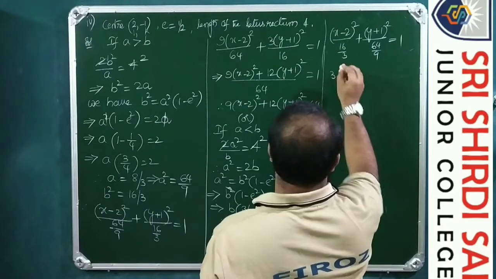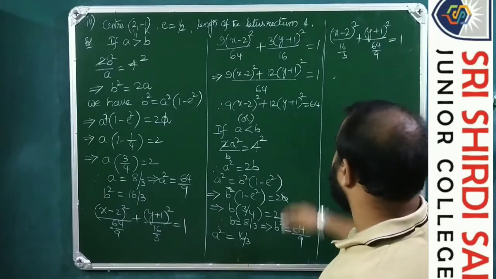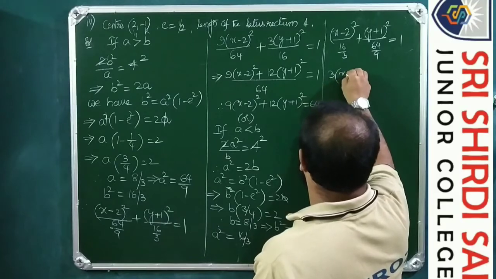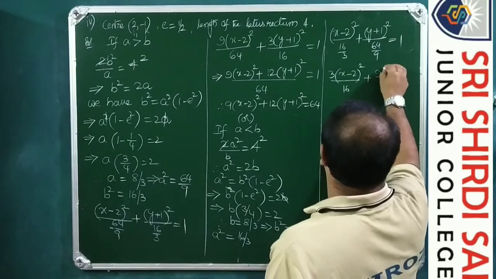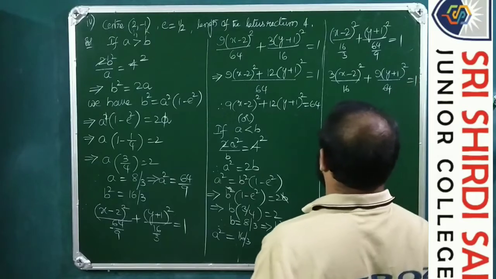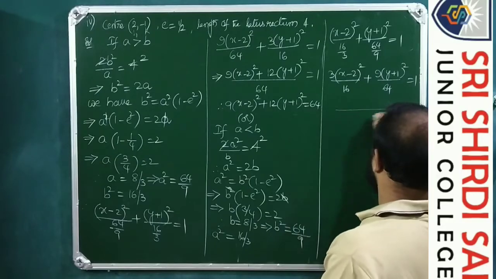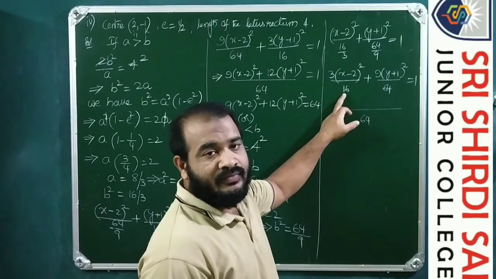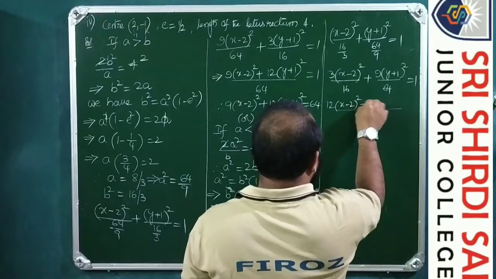Therefore, we will get 3 into x minus 2 whole square by 16 plus 9 into y plus 1 whole square by 64 equals 1. This is equal to, 64 is the LCM. So 64 by 16 is 4. 4 3s are 12 into x minus 2 whole square plus.